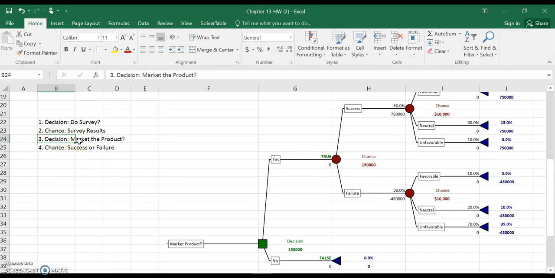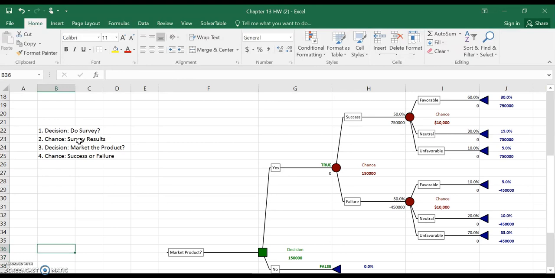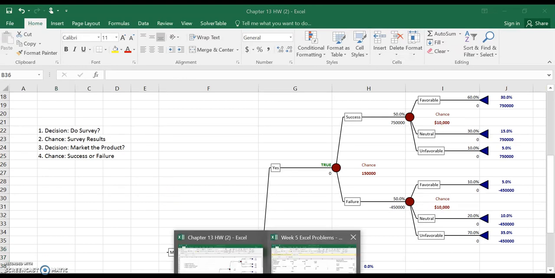Decision, market the product. Again, that is a decision because you have control over it. You can choose to market the product. You can choose not to market the product. The last is the success or failure of the product if it's marketed. And again, you don't get to decide that. All right. The other thing is for the no branch. Let me go back to the other students for that.